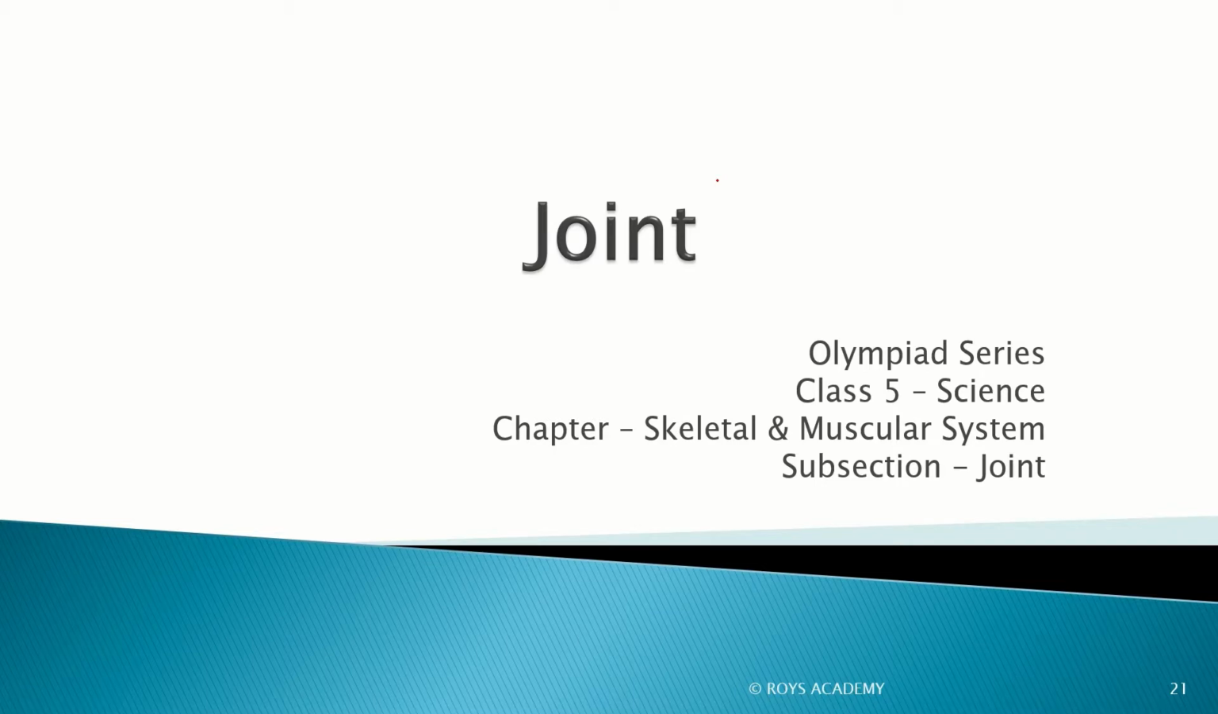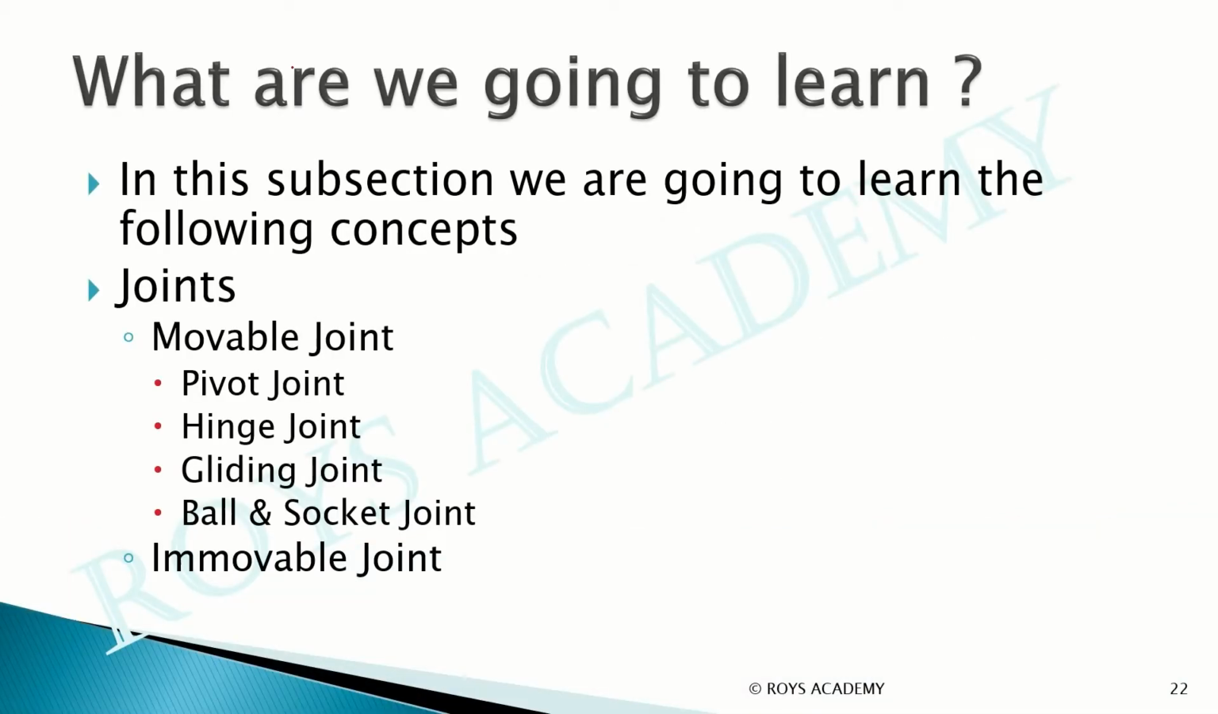Hello students, today we discuss the joints, in the Olympiad series, class 5 science, chapter Skeletal and Muscular System. What are we going to learn? We are going to learn the following concepts. Joints. In this part, we will discuss movable joints, types of movable joints like pivot joint, hinge joint, gliding joint, ball and socket joint, and immovable joint.